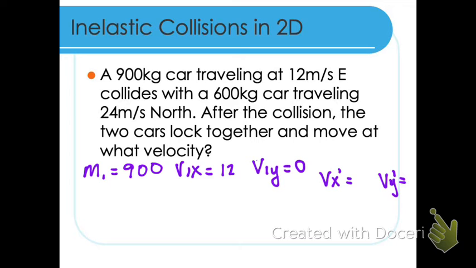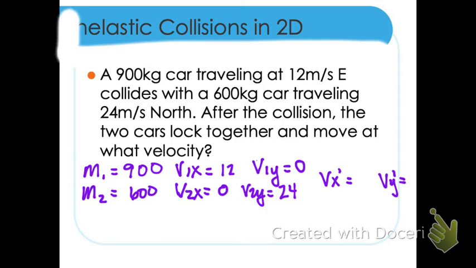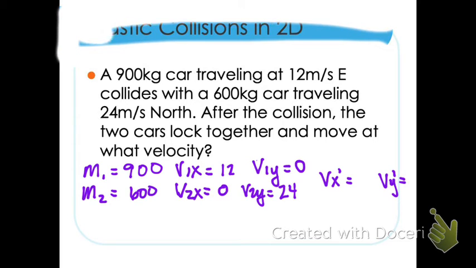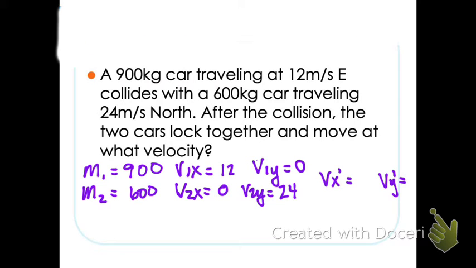Okay, my second object has a mass of 600. V2x, what's V2x equal to? 0. And V2y is equal to 24. Good. Both positive because we're moving east and north. And so now we're going to have a combined, remember, Vx prime and Vy prime. Okay, so our problems really look the same, except now we're going to be using the equation for inelastic collisions, which is when we combine our masses here at the end.